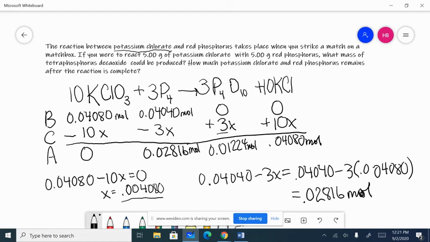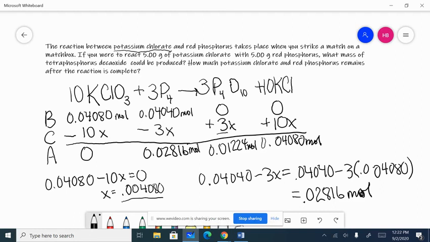So let's analyze what happened here. We reacted 5 grams of each together. The potassium chlorate was all used up and there's none left over after the reaction's complete. The red phosphorus was not used up and there's 0.02816 moles of it left over. We produced 0.01224 moles of tetraphosphorus decaoxide, and we also produced 0.04080 moles of potassium chloride. That's what's left in the container after everything is done.